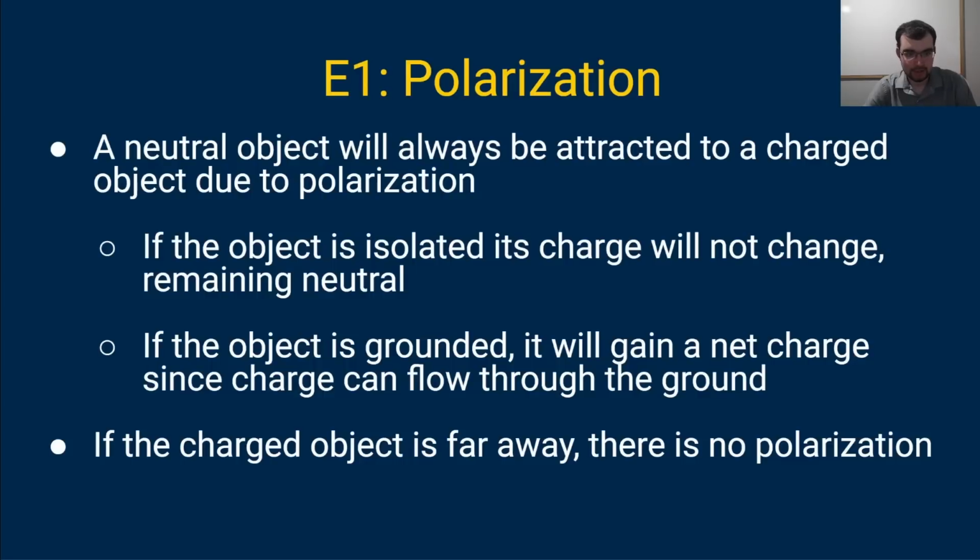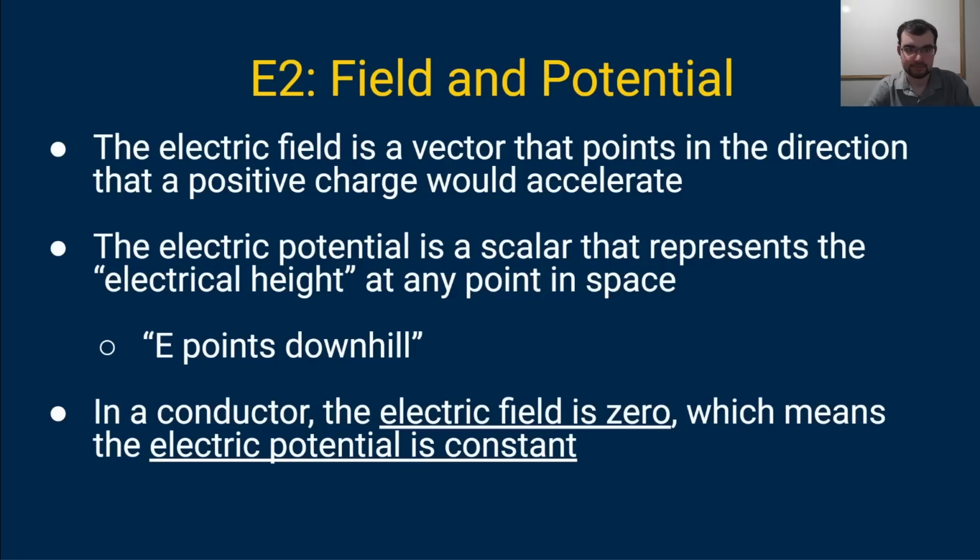So if the neutral object is just isolated, you can't change its charge, so it's going to be neutral. But if you ground that object, it can pull charges out of the ground or send charges into the ground, so you actually can get it having a net charge. And there's that whole question of when do I snip the wire, and that can determine whether it's positive or negative or zero net charge. And also, if the charged rod is far, far away from the sphere, like that type of question, there's no polarization.